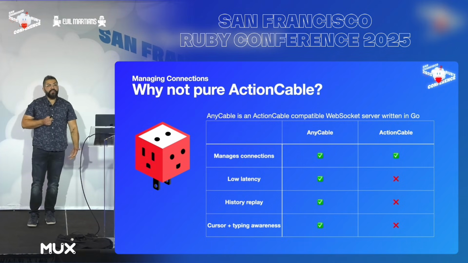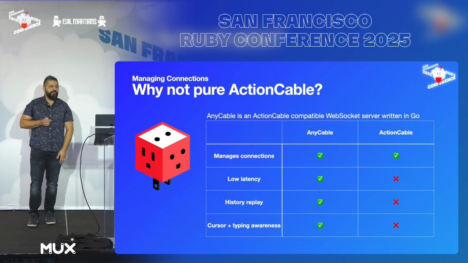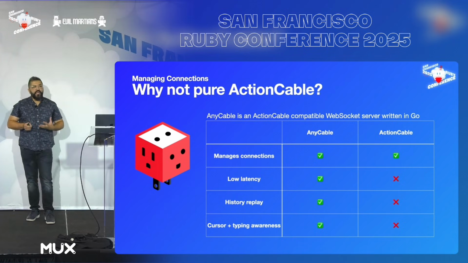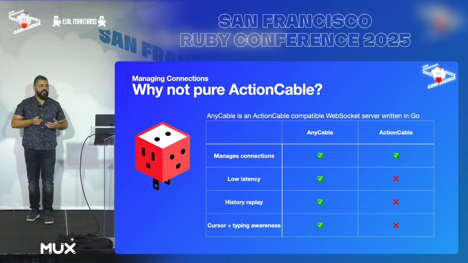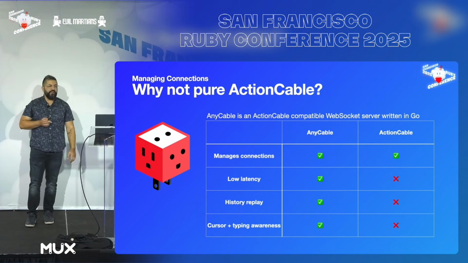Replaying history is something that comes out of the box with AnyCable, whereas with ActionCable, you have to implement something on your own. And then cursor and typing awareness, it's not something that AnyCable gives you for free, but there are some beneficial parts of its architecture that really help with that a lot.